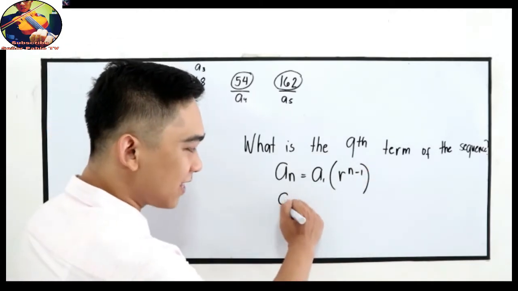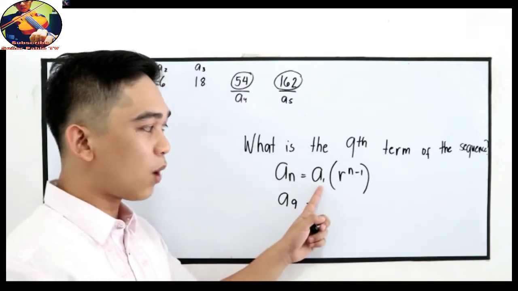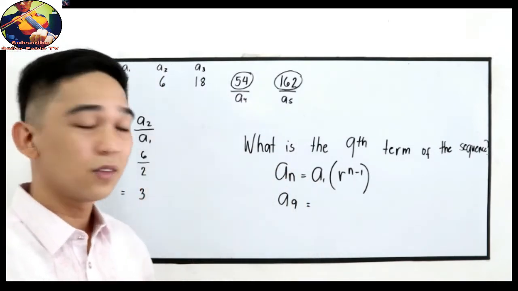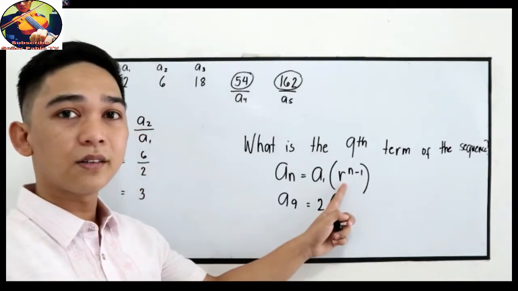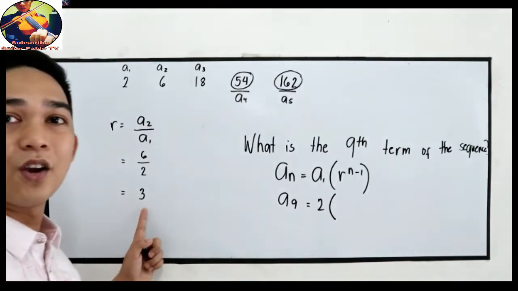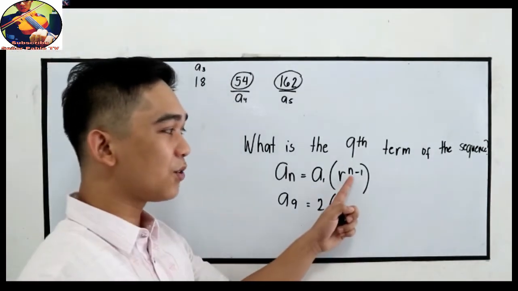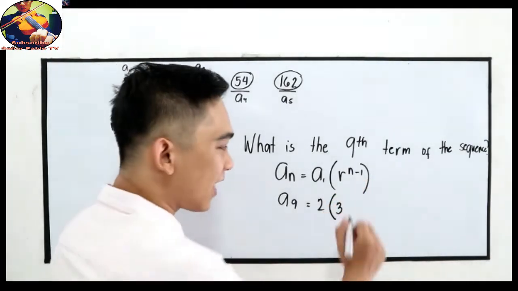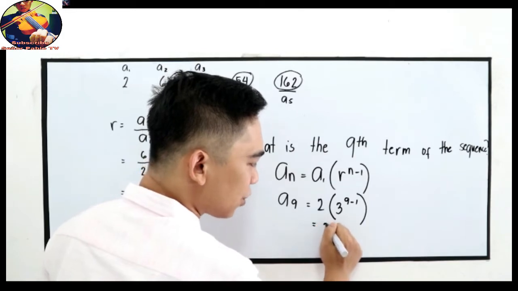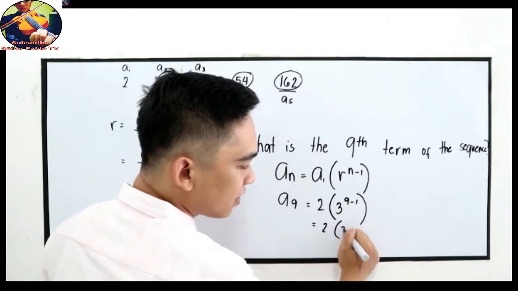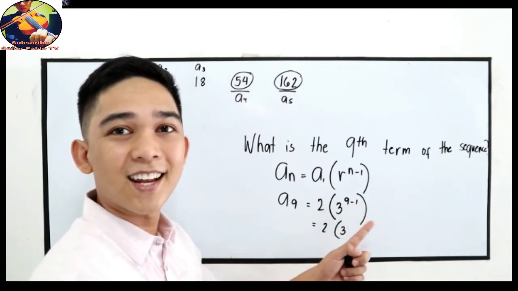So, A9, kasi yung hinahanap natin, is equal to A1. Ang A1 natin ay 2. So, i-write natin si 2. Times R. Ang R natin, na-compute kanina, which is 3. 3 raised to n minus 1. That is 9 minus 1. So, 2 times 3 raised to 9 minus 1. That is 8.